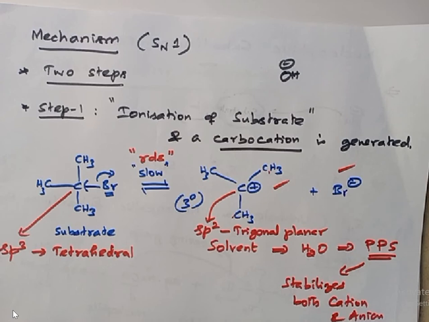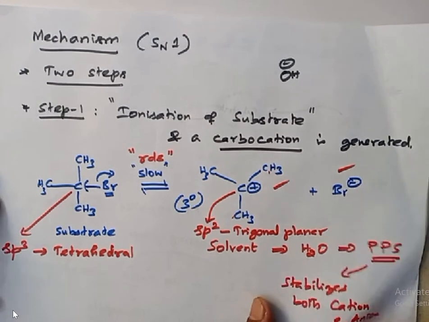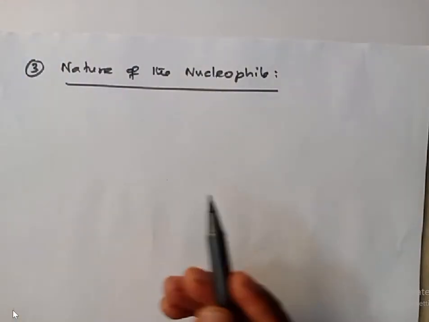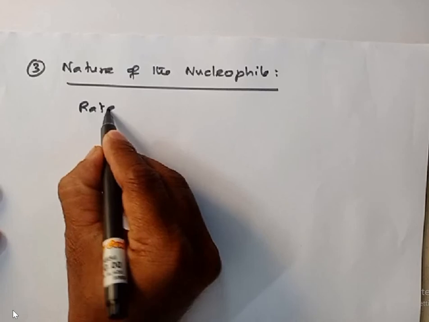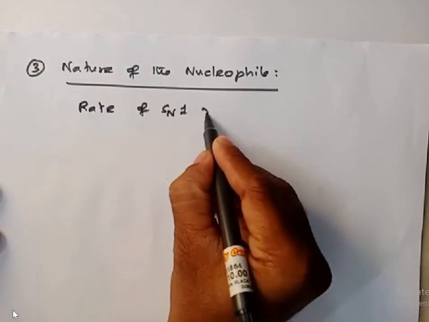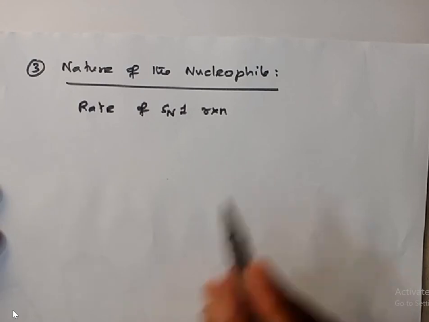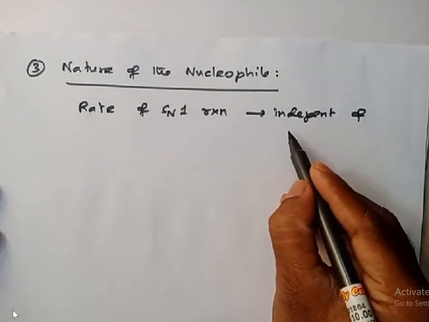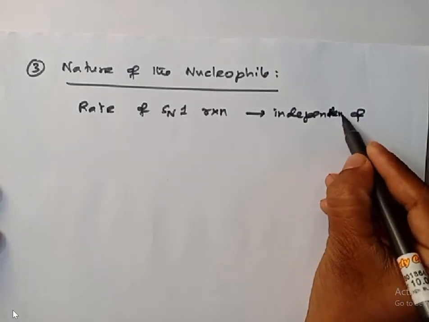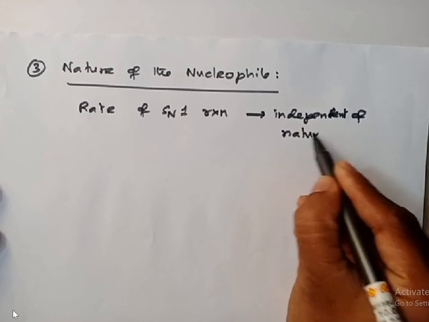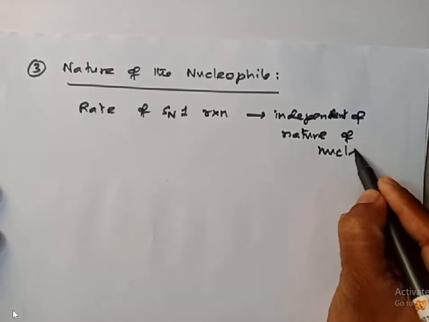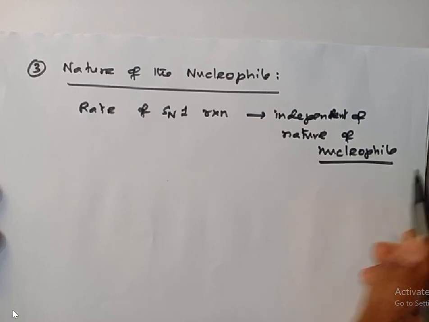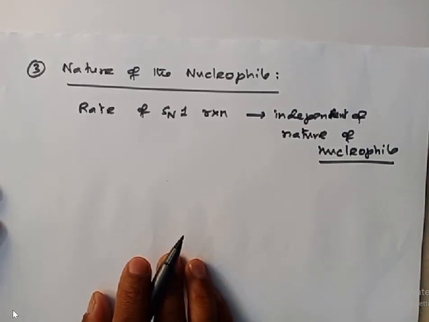No, sir. That means the rate of the reaction is independent of the nucleophile. The rate of the SN1 reaction is independent of the nature of the nucleophile. But students, keep this in mind.